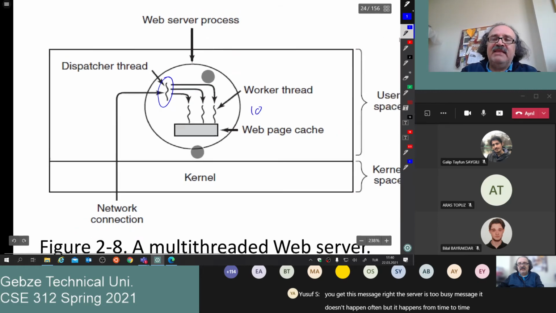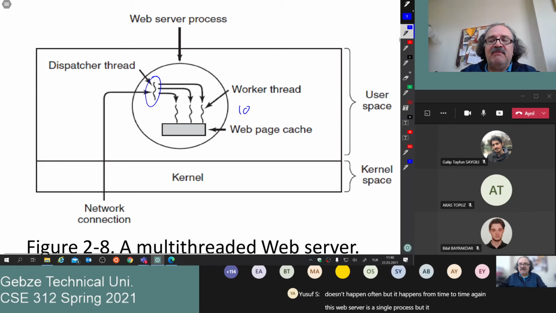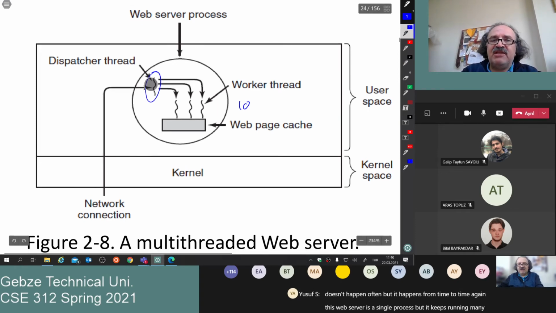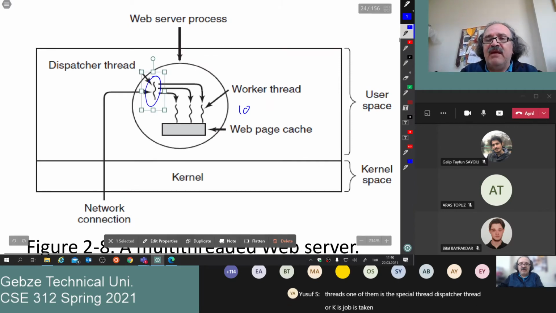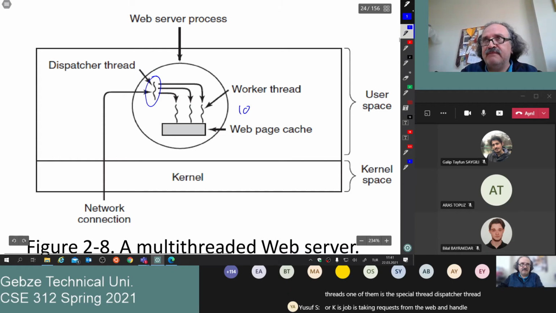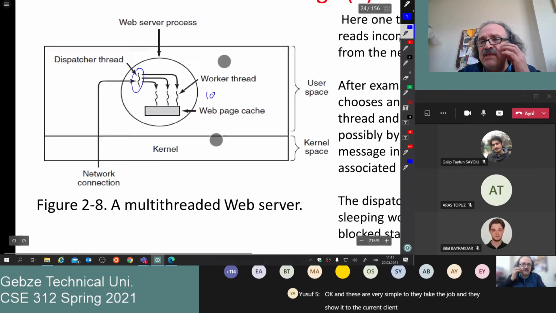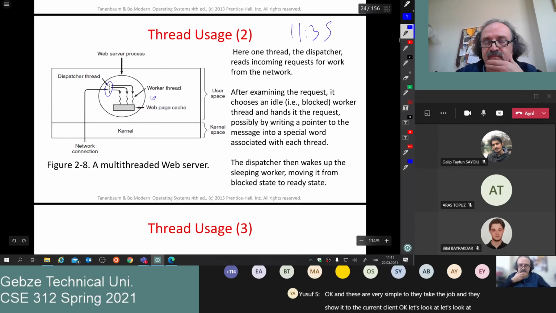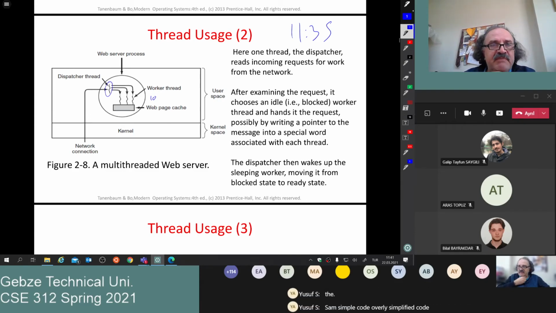Again, this web server is a single process, but it keeps running many threads. One of them is the special thread, the dispatcher thread. Its job is to take the request from the web and hand it over to one of the available threads. And these are very simple too. They take the job and show it to the current client. Okay, let's look at the simple, overly simplified code for the dispatcher thread and the worker threads.